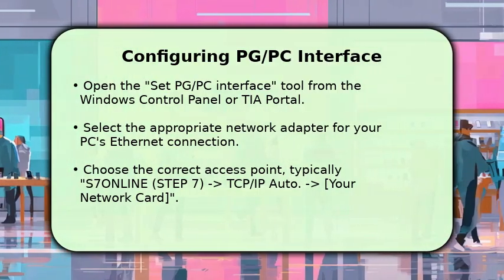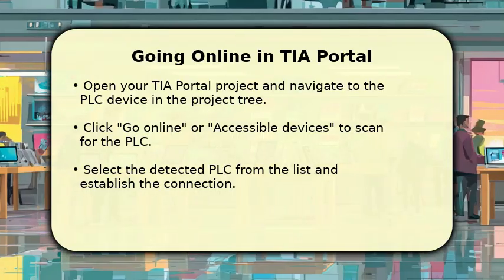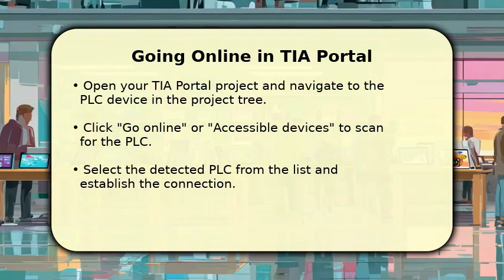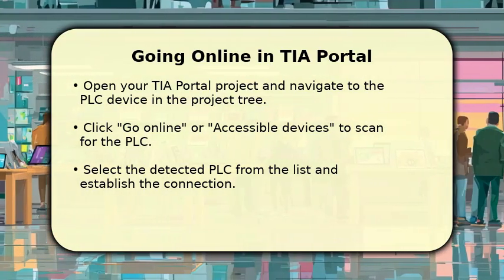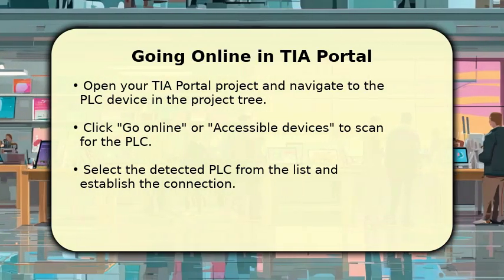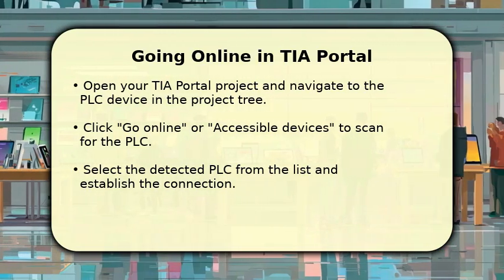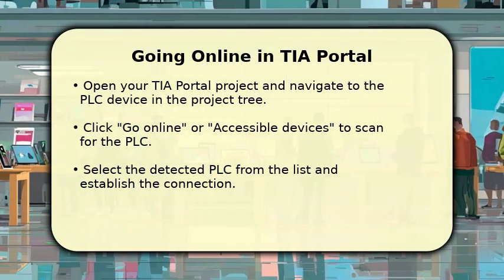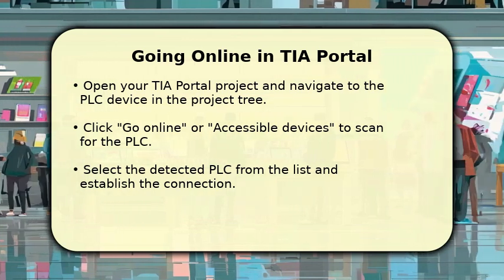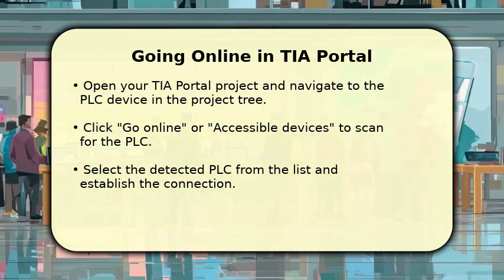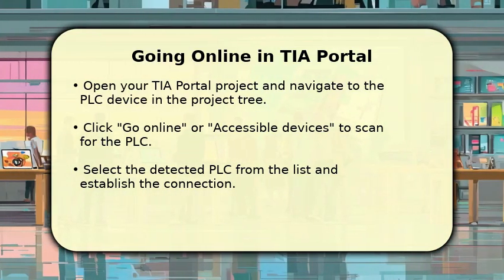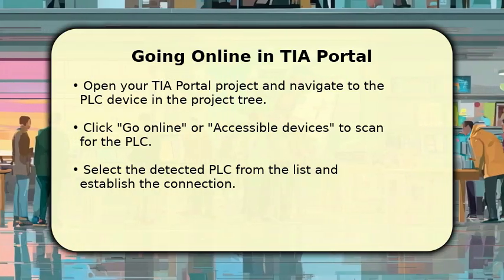PLC on the network. With the interface configured, open your TIA portal project and locate your PLC device in the project tree. Now, click the Go Online button or use the Accessible Devices option to scan for your connected PLC. TIA portal will then search the network for devices. Once your PLC is detected and displayed in the list, select it and confirm to establish the online connection. This action links your engineering station directly to the physical PLC, allowing for real-time interaction and monitoring.